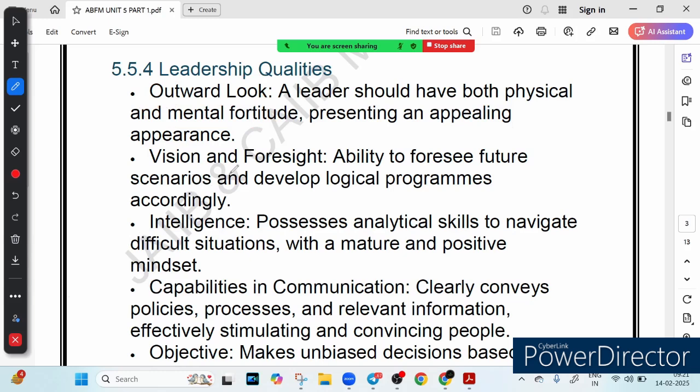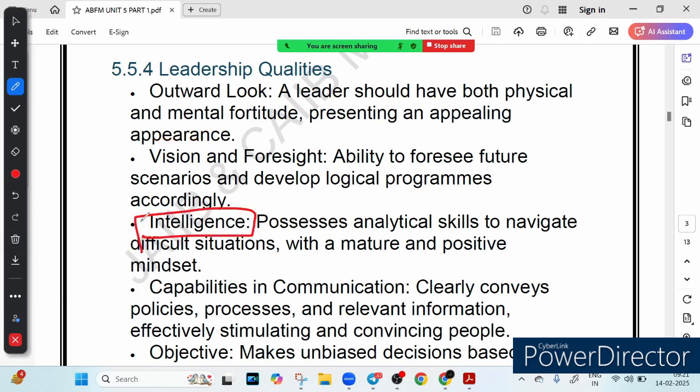The second point is, leaders have a vision. What is the meaning of vision? A good leader does not think only about today, they plan for the future. They anticipate challenges, they strategize solutions, and always stay one step ahead. That is called vision and foresight. This is the quality of a good leader.